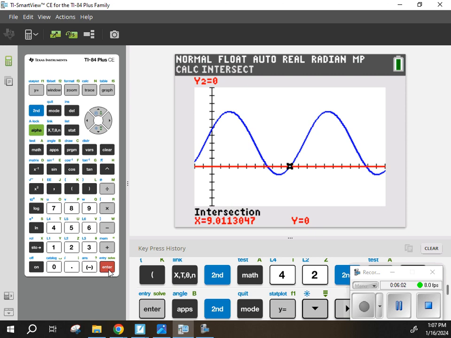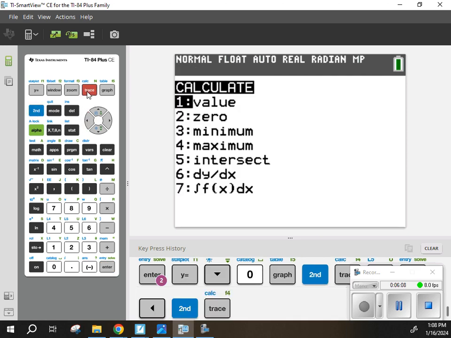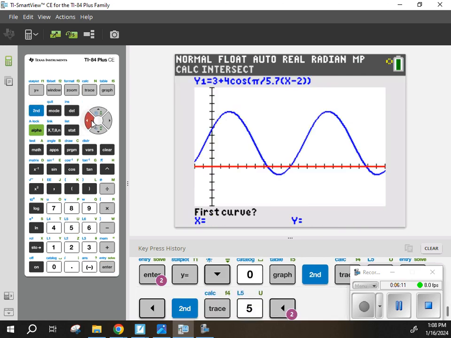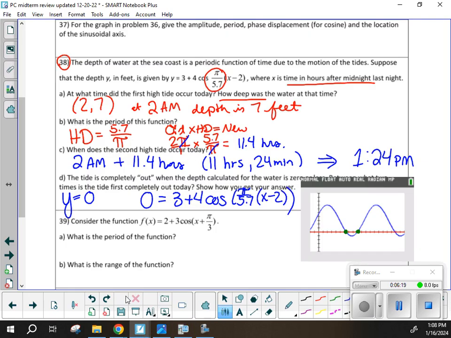Okay, so I've got an intersection at pretty close to 9, right? 9.011. And the other one, let's find that guy. Just move a little bit closer to it. 6.388. So let's record those. Okay, so we've got x values of 6.389 or so and 9.011 converted to times. So remember, that is hours after midnight.